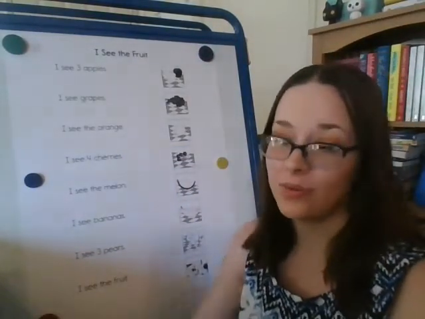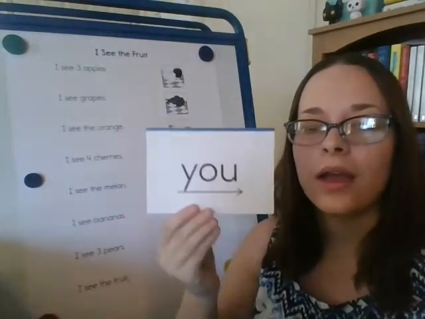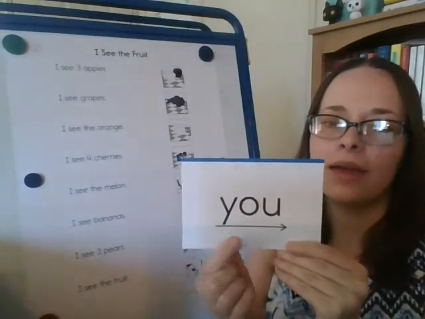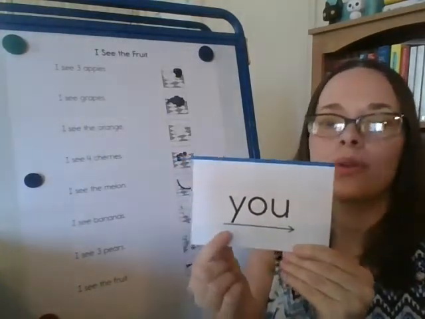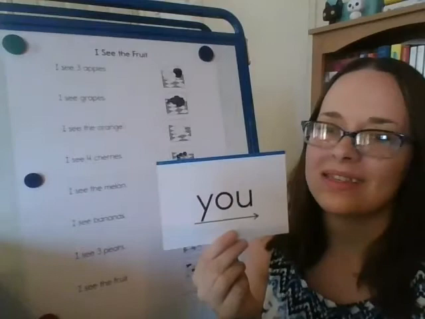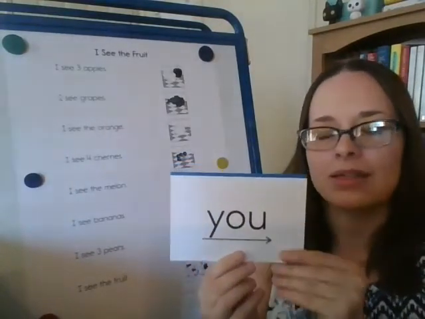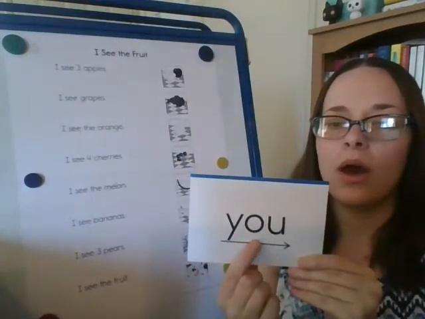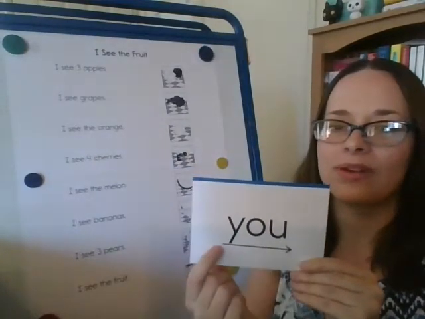We do have a new sight word today. We have the word you. We read it you, spelled Y-O-U. You. You are in this class. You. Let's read it. You. Let's spell it. Y-O-U. Read it one more time. You.